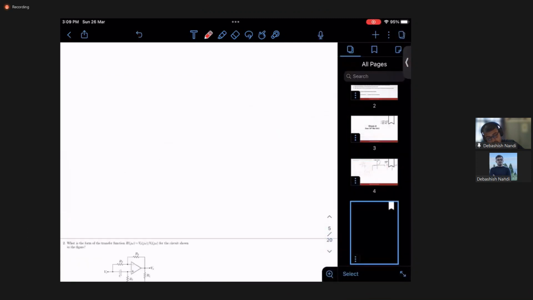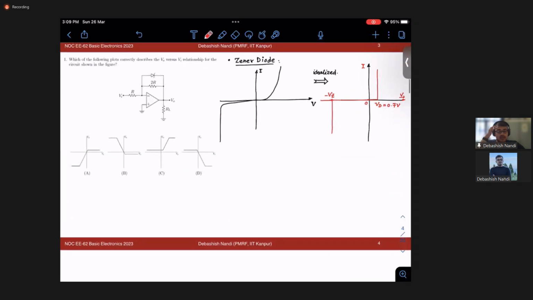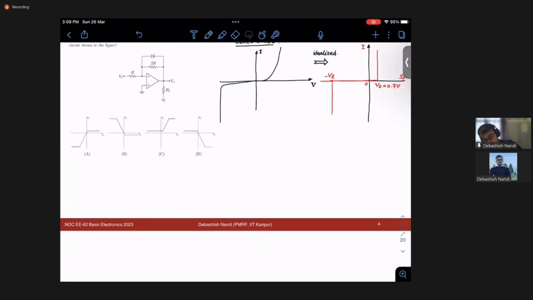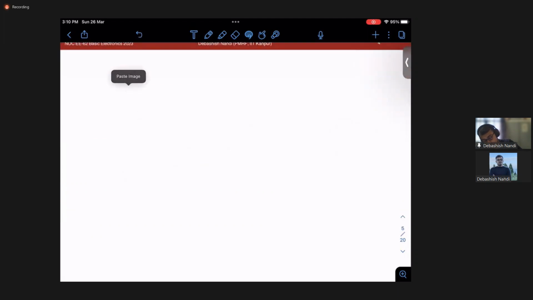So what is the first step? The first step is to recognize that this is simply an inverting amplifier, right? So let me blow up the picture. We'll go to this page. Okay, so this is my circuit, right?